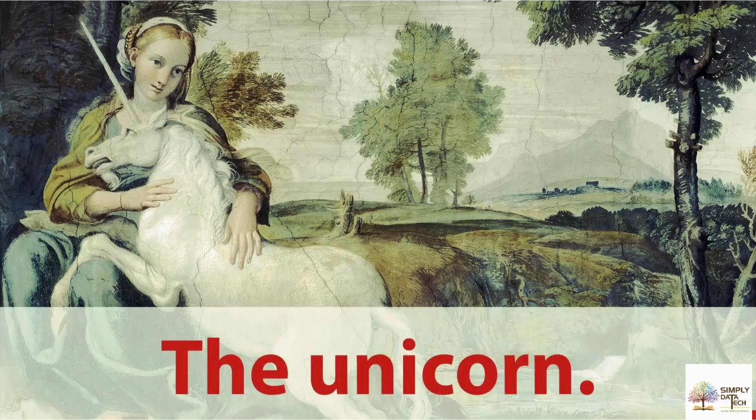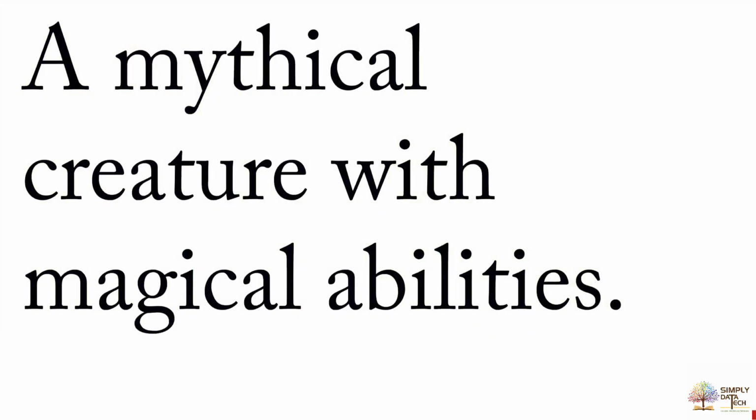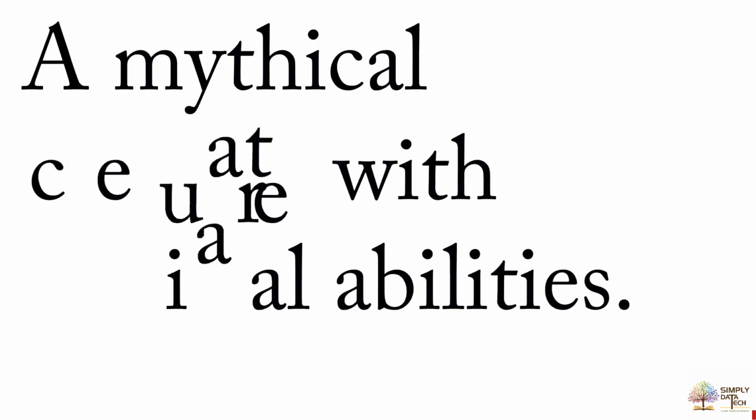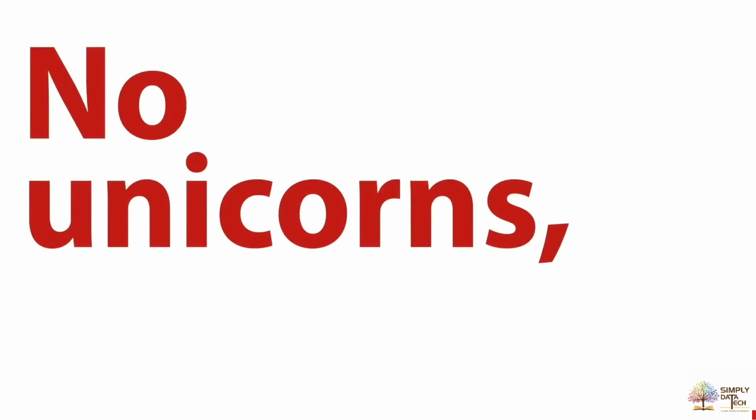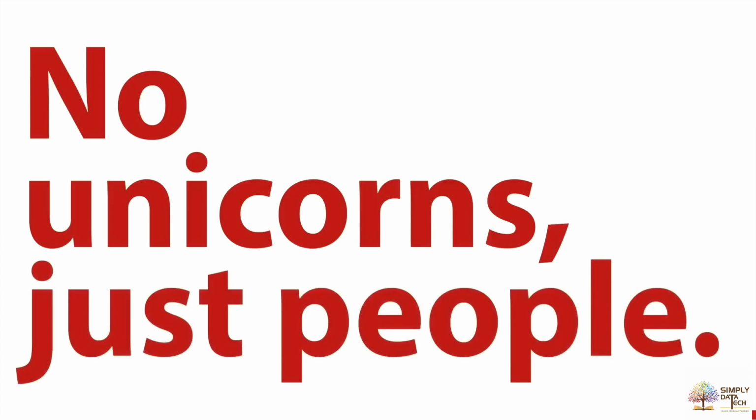And just like in ancient history, the unicorn is a mythical creature with magical abilities. In data science, it works a little differently. It is a mythical data scientist with universal abilities. The trouble is, as we know from the real world, there are really no unicorn animals, and there are really not many unicorns in data science. Really, there's just people. And so we have to find out how we can do the projects, even though we don't have this one person who can do everything for everybody.